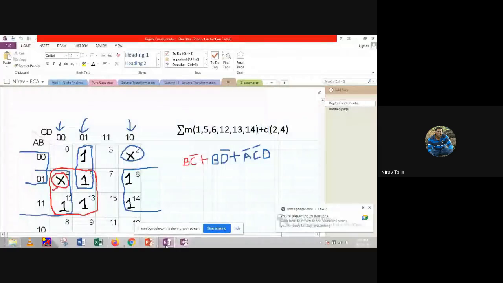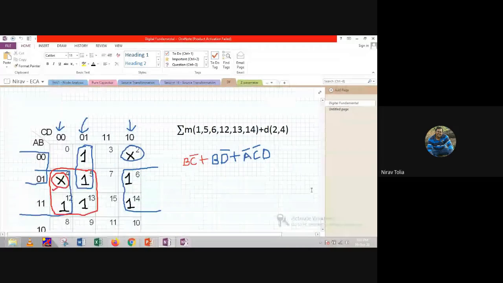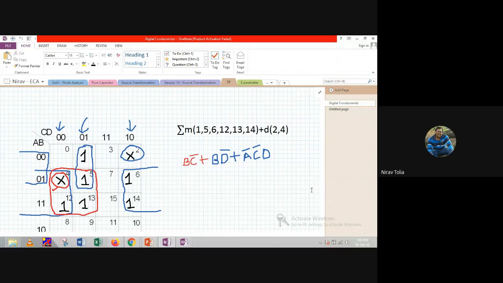So, let me share my screen. Can you see my screen? So this is the example which we solved in the last lecture.